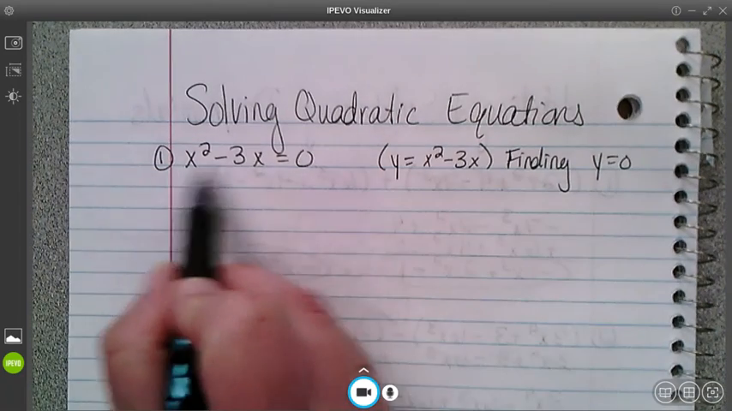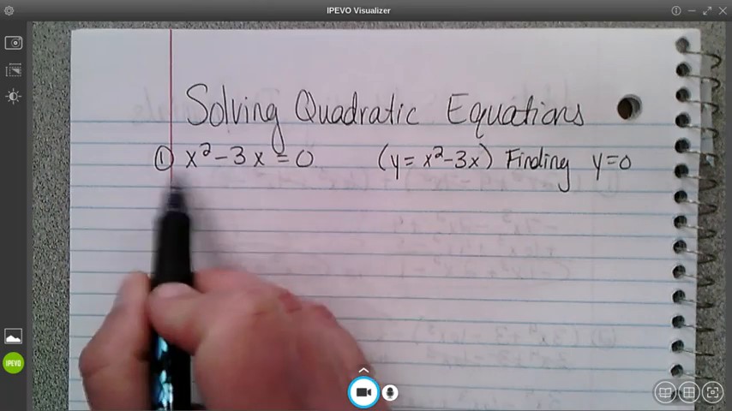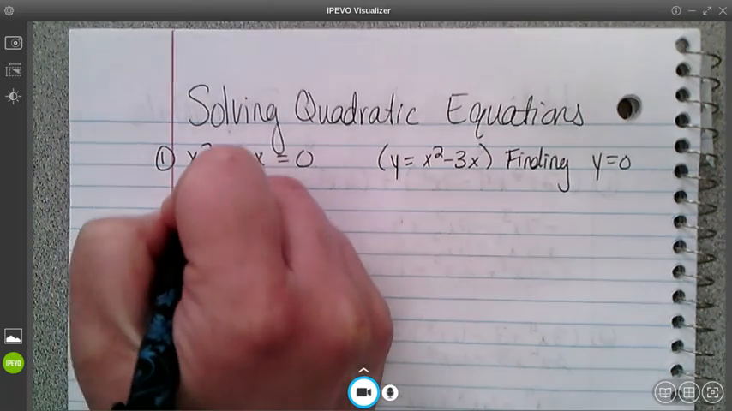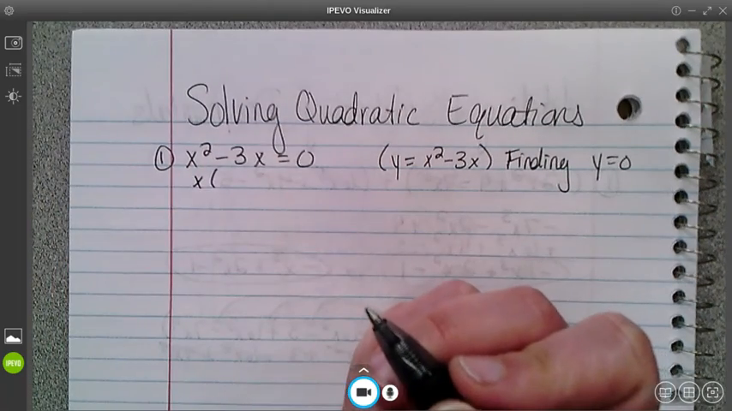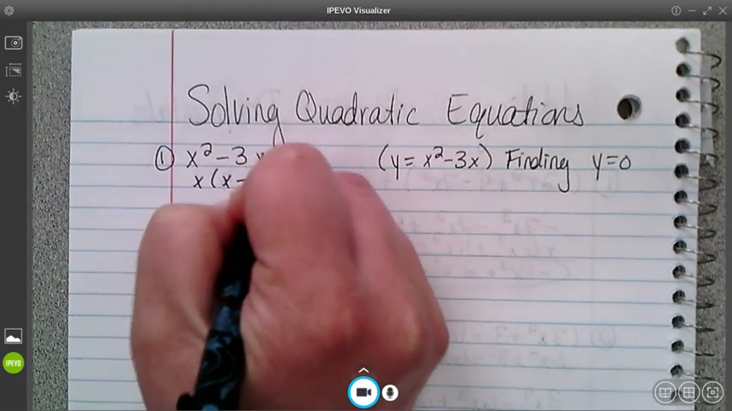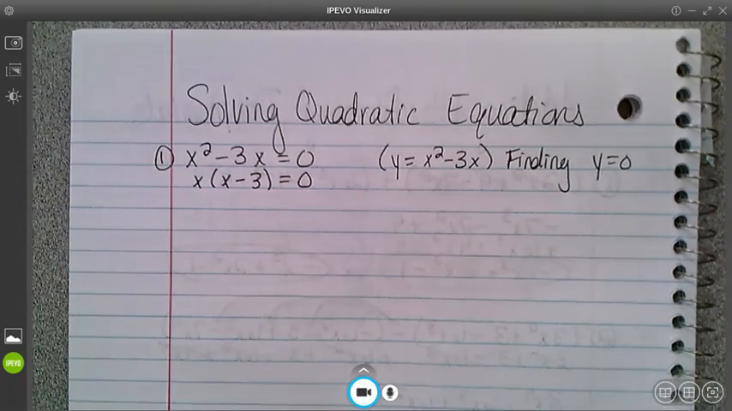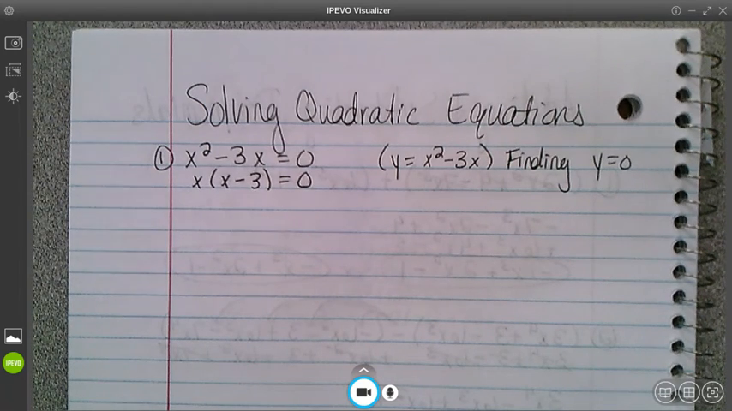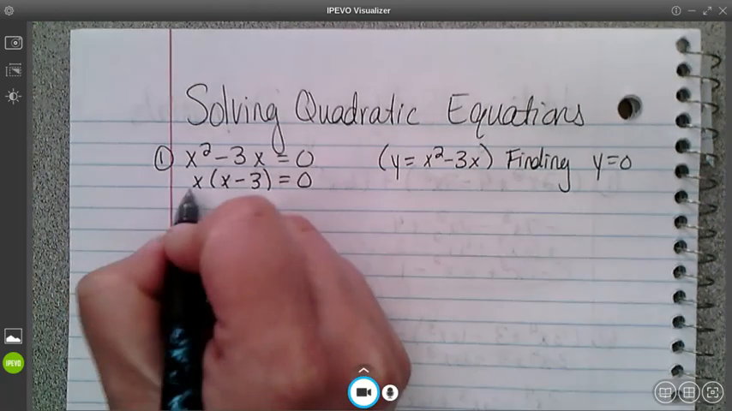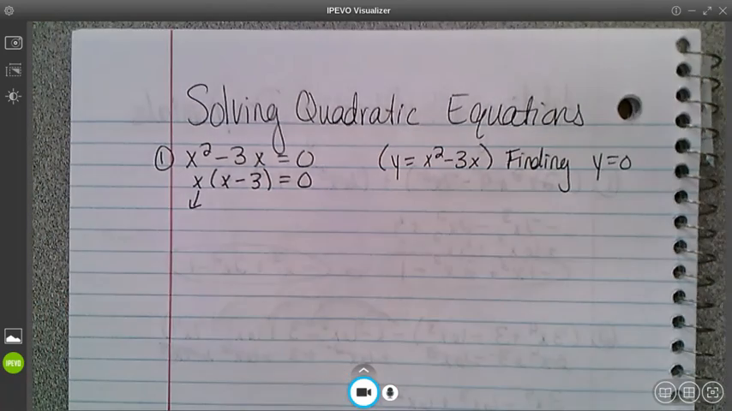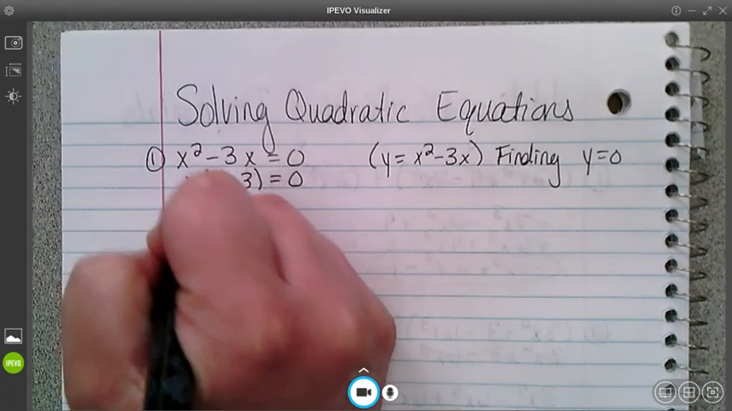So on this one, there is a GCF. Both of these have an x. So you can actually factor out an x, which is going to take this down to x times x minus 3. Now, once you have it factored, finding what makes the equation 0 is actually not that bad. You have to look at each individual factor and what makes that factor 0. So since this first factor is just an x, well, how do I make that 0? Well, it would be 0.